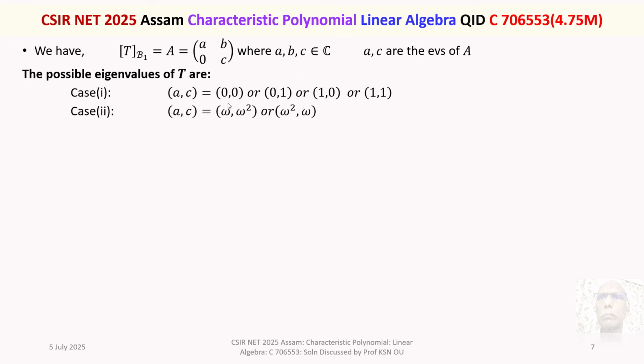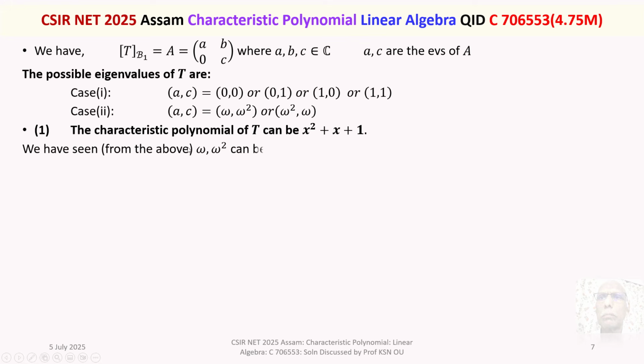Right. What are the possible eigenvalues of T? The possible eigenvalues in case 1 are these four. In case 2, these are the two. Right. And we take up option 1. The characteristic polynomial of T can be x square plus x plus 1. Can it be? So, we have seen from the above, in case 2, omega and omega square can be the eigenvalues of T.